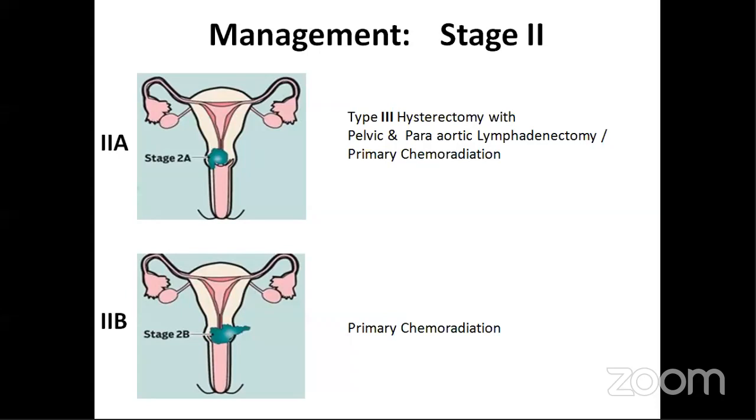Okay. So in stage 2A, we can go in for type 3 hysterectomy with pelvic and para-aortic lymphadenectomy or primary chemoradiation. Stage 2B, where it is involving the parametrium, then you can go in for primary chemoradiation. Notice that here we are not doing surgery. We are directly referring them for chemoradiation.